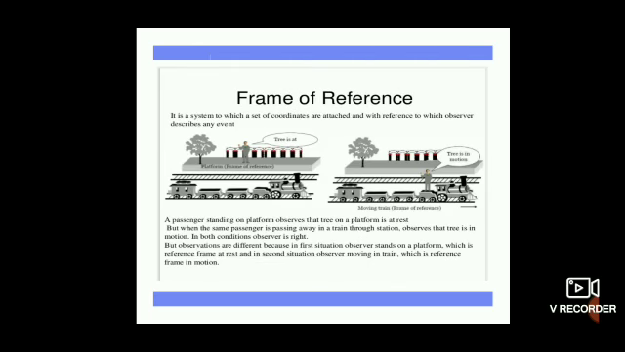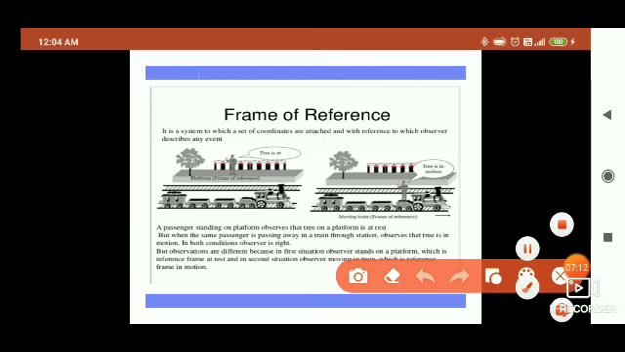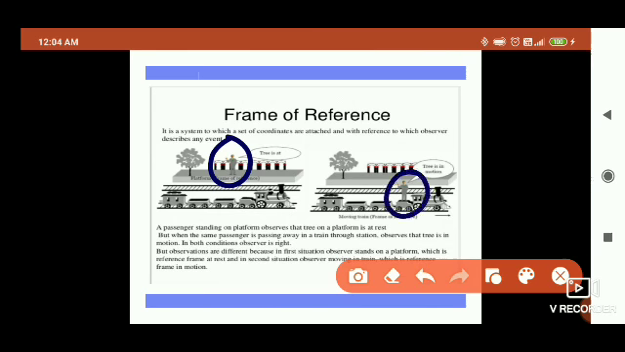Now we go to the frame of reference. What is a frame of reference? Here, there are two examples taken side by side. It is a system to which a set of coordinates is attached, with reference to which the observer describes an event. So here we have taken two examples: an observer sitting on the platform and an observer sitting on a train. In these two cases, the frame of reference would be different.